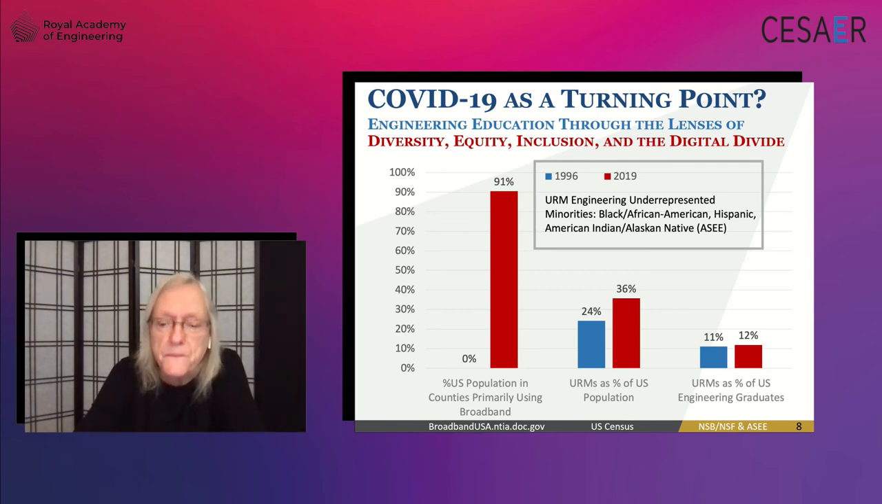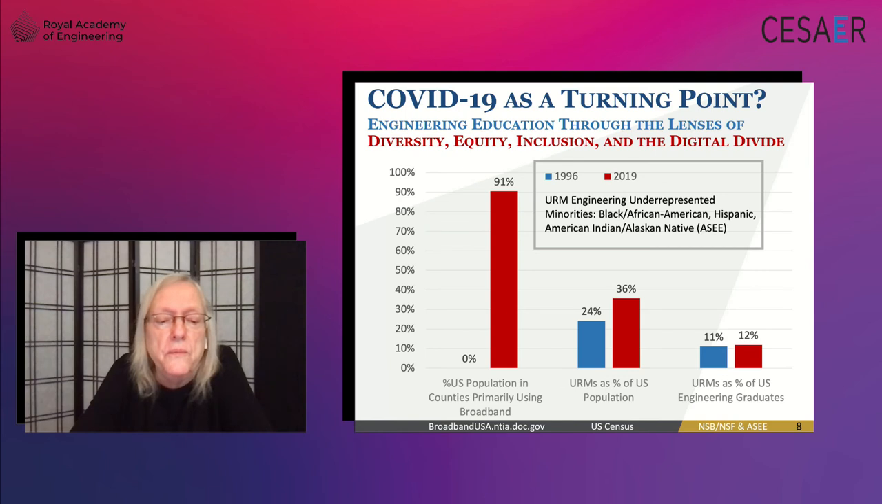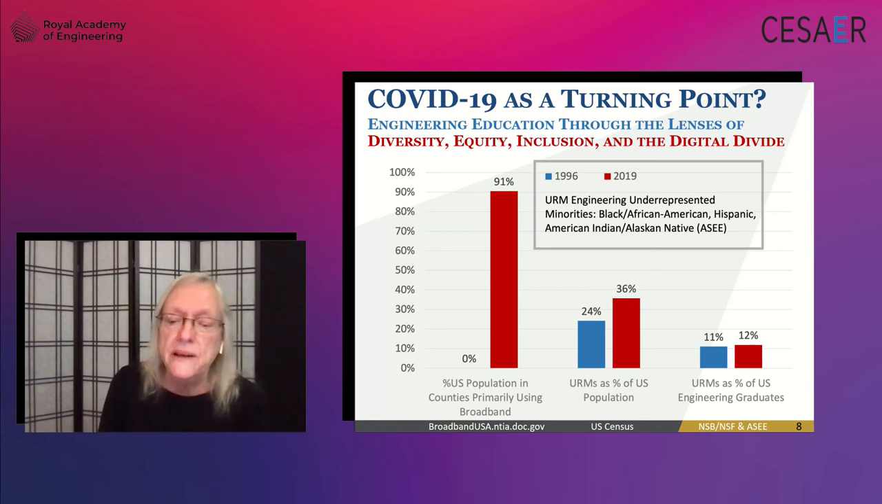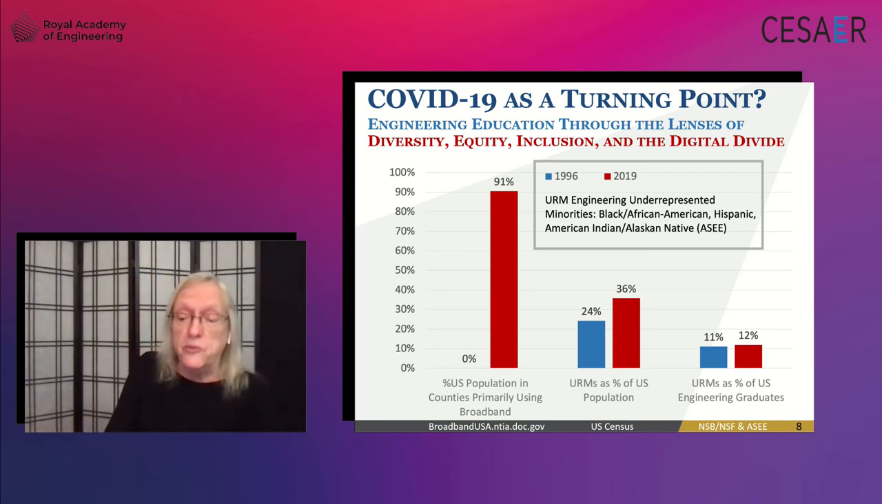1996. We only have two minutes left. Okay, I'm almost done. Red in the chart marks the enactment of the Telecommunications Act in the US. The blue shows most recent census data. Between those two endpoints, the percent of US population in counties primarily using broadband grew from essentially nothing to 91%. Over the same period, the percent of racial and ethnic groups, Black and African American, Hispanic, American Indian, Alaskan Native, grew from 24 to 36% of the US population. Over the same period, these racial and ethnic groups as a percent of engineering graduates grew from 11 to 12%.